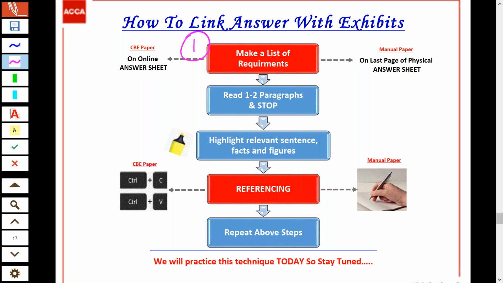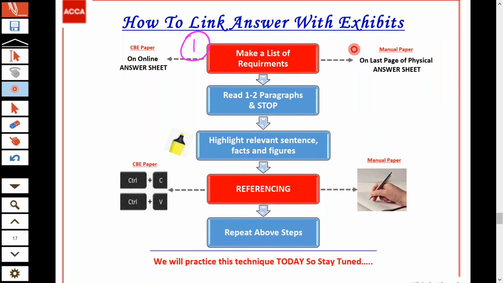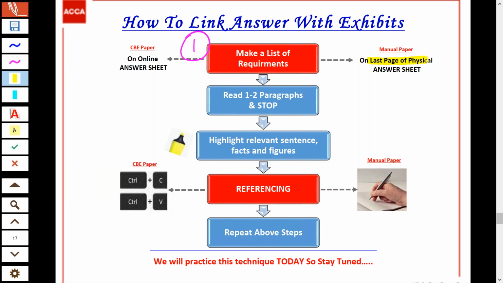Now the manual paper, people who are giving the manual paper, where will you make this list of requirements? On the last page of your answer sheet. Very important. Do not do it on the first page of the answer sheet. Turn to the last page of your answer sheet. You write 'planning work, please ignore', and then you make a list on the last page of your answer sheet.